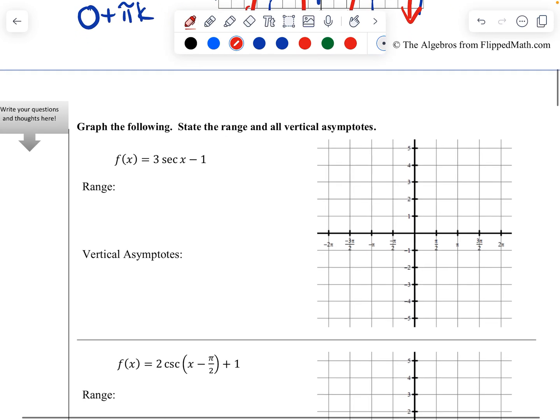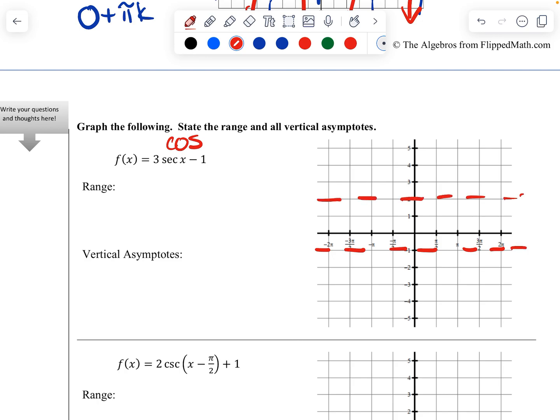So this first graph, I'm going to graph it as if it was a cosine. So our midline's at -1. We go up 3 and down 3. And our cosine, so there's no period change or anything, so cosine starts high, mid, low, mid.